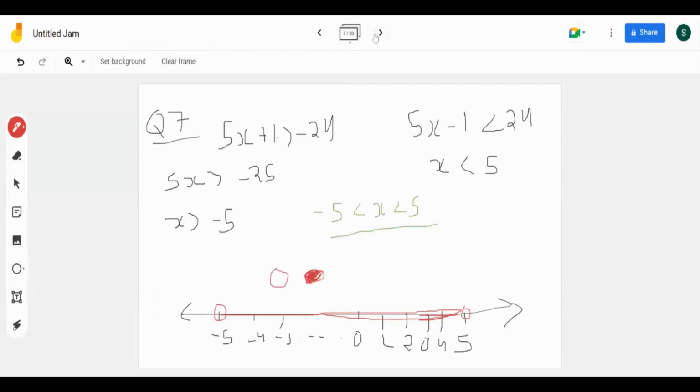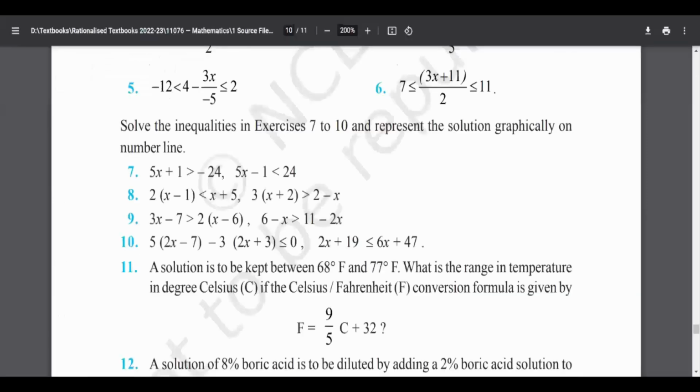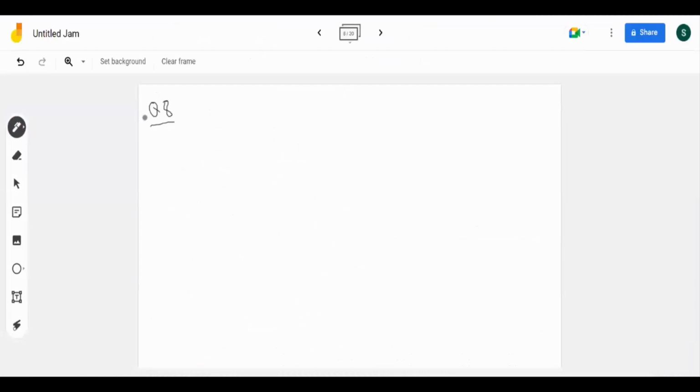First we have to find the range of x, then we can represent it on a number line. Okay, so let us practice more. Let us move on to question number 8. Question number 8 is again the same. We are given two inequalities: 2 times x minus 1 less than or equal to x plus 5, and 3 times x plus 2 greater than 2 minus x. Again we will get a range of x and we will draw it on a number line. Okay, so let us start solving.